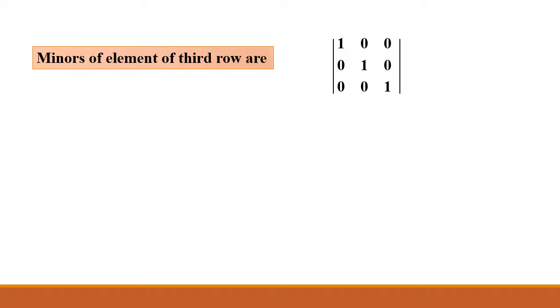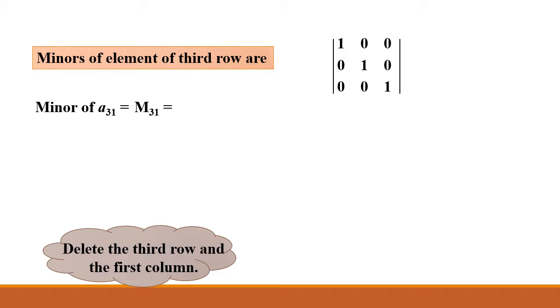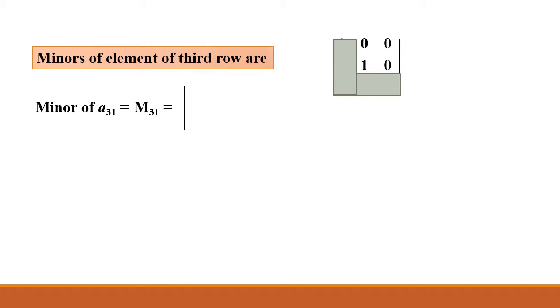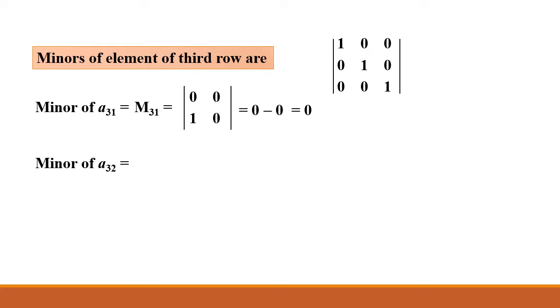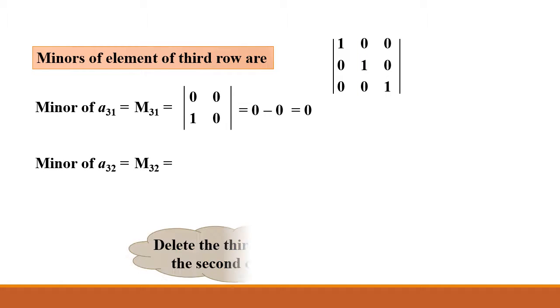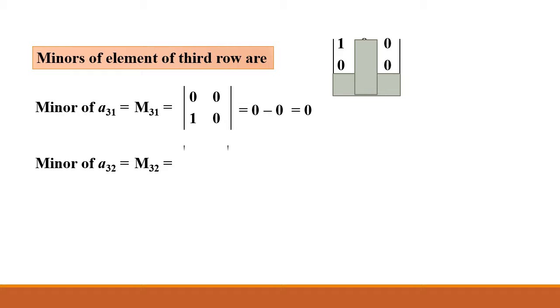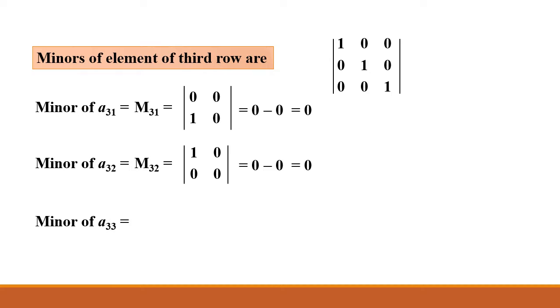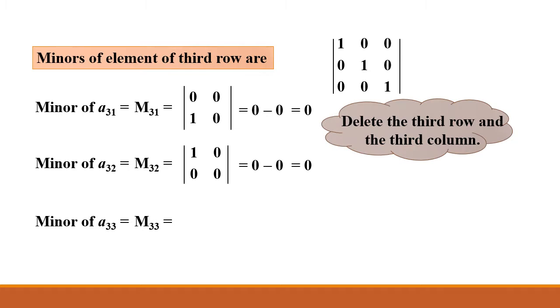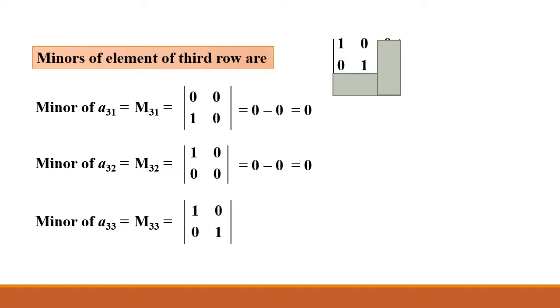Next, the minors of the elements of the third row. Minor of A31, which is M31, is obtained by deleting the third row and the first column. We get 0 0 1 0. So 0 minus 0 is 0. Minor of A32 is equal to M32, which is obtained by deleting the third row and the second column. So on simplifying, we get 0. Minor of A33, M33, is equal to 1 0 0 1, which is 1 minus 0 equal to 1.